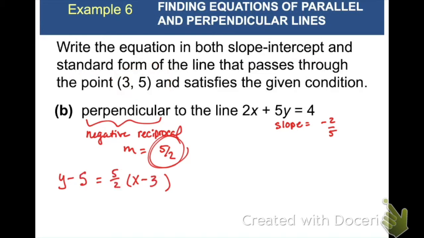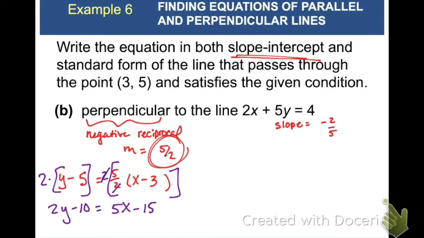Okay, so from here, the first one asks for slope-intercept form, so I need to get y by itself. So you can either distribute your 5/2, or if you want to get rid of that fraction, you can multiply both sides by 2. I don't care which way you do it, but you got to get y by itself. I went ahead and multiplied both sides by 2. That got rid of my fraction.